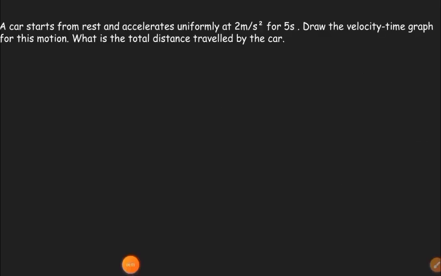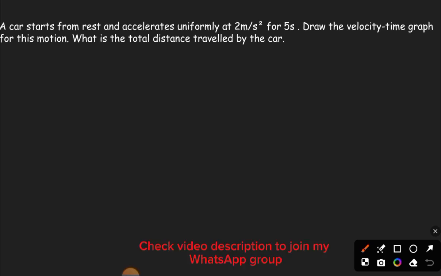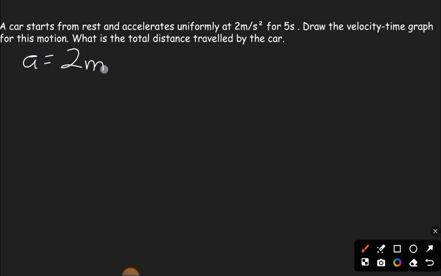A car starts from rest and accelerates uniformly at 2 meters per second squared for 5 seconds. Draw the velocity time graph for this motion, and find the total distance traveled by the car. Now, you can pause the video and try this question. The car starts from rest. So, information given is 2 meters per second squared. Then your time is 5 seconds.